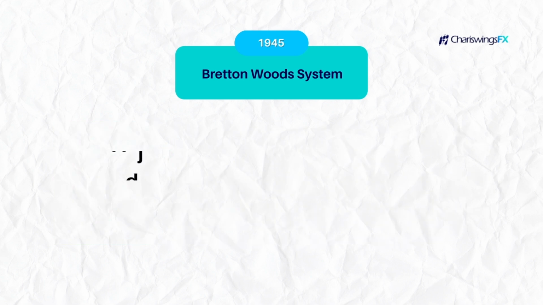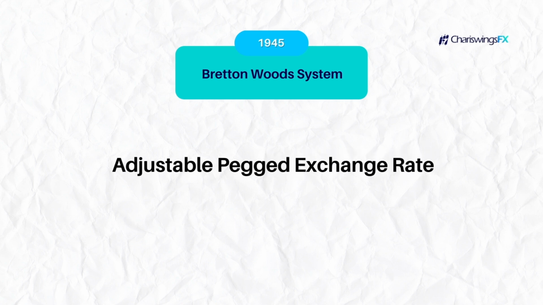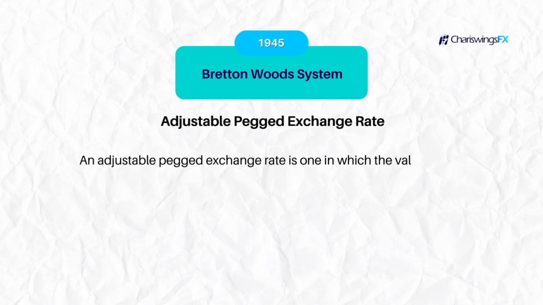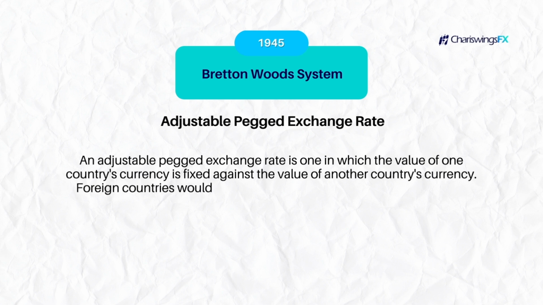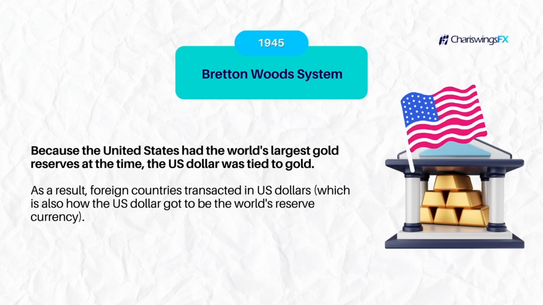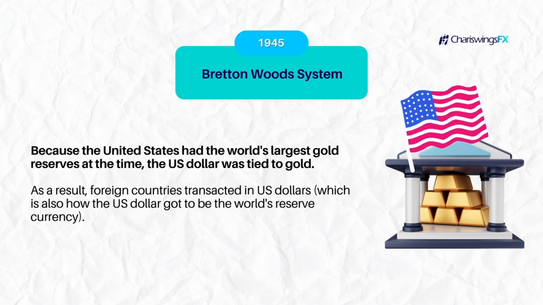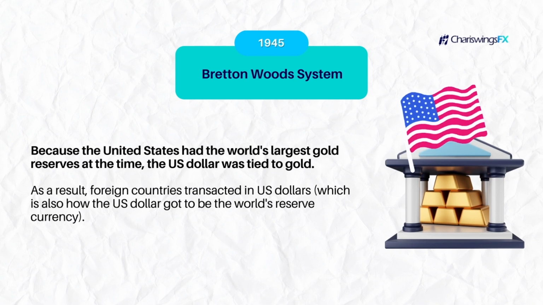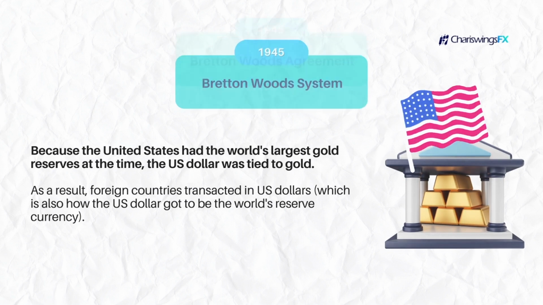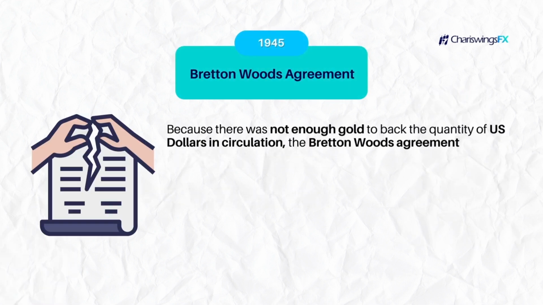Now, here is what an adjustable but pegged exchange rate is. An adjustable pegged exchange rate is one in which the value of one country's currency is fixed against the value of another country's currency. Foreign countries would fix their currency rates to the US dollar in this case. Oh, did we not mention that the Bretton Woods Agreement was about the United States? Because the United States had the world's largest gold reserves at the time, the US dollar was tied to gold. As a result, foreign countries transacted in US dollars, which is also how the US dollar got to be the world's reserve currency. Because there was not enough gold to back the quantity of US dollars in circulation.